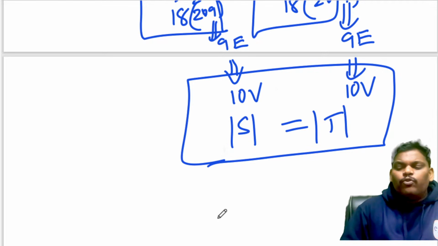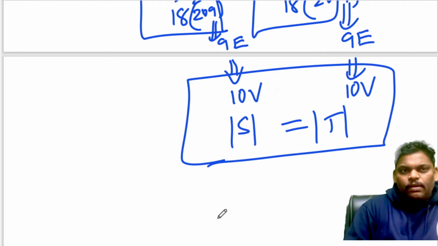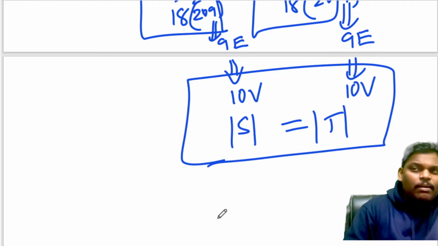Mod S means number of vertices. This is called cardinality. Size of S means number of edges. Cardinality of S means number of vertices. The mod operator means cardinality.